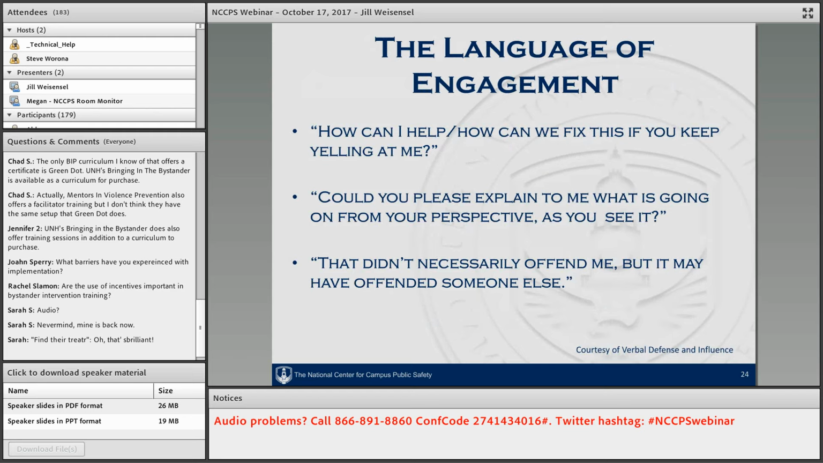So we have a list here that we use of approximately 60 what we call engagement phrases. They've evolved out of a couple of, like I said, the verbal judo and the verbal defense and influence programs. So using deflectors, how to redirect conversations, things that people can say in that moment to safely intervene.